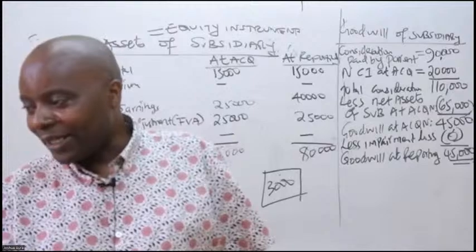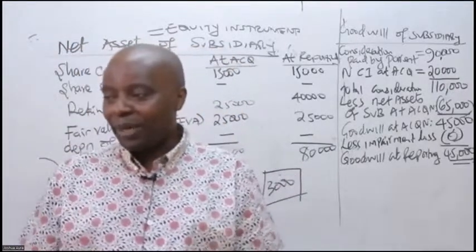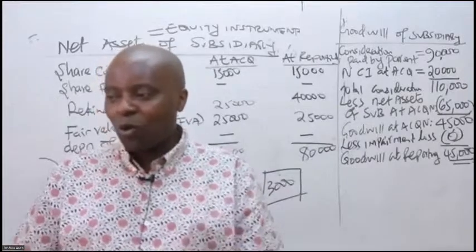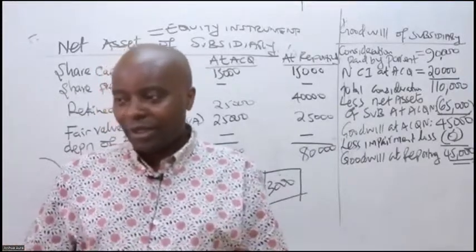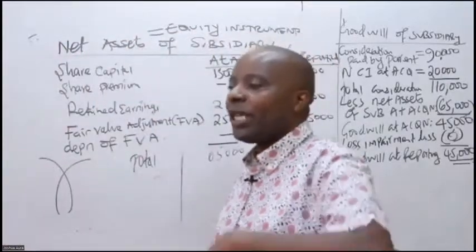Have they been able to write up to where we are? The question doesn't have any policy for impairment. The next question which I'll be doing has impairment. I'm just preparing you for the next question. Great. Now from there, we come and consolidate.